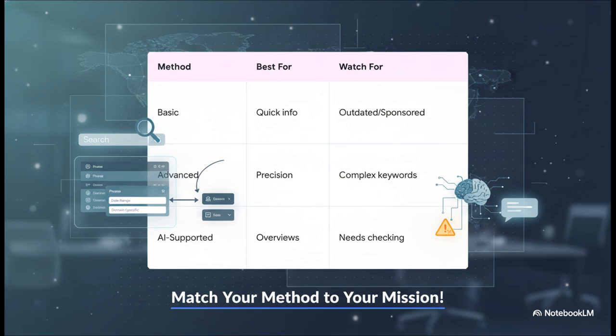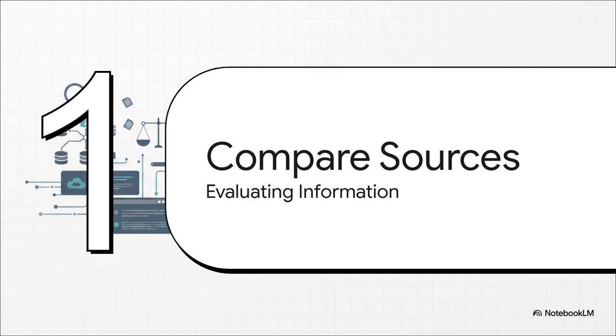To build up your overall search toolkit, you really need to match your method to your mission. A basic search is great for quick, everyday definitions, but it can be way too broad for serious work. An advanced search requires you to actively use specific filters, like exact phrases, date ranges, or specific web domains. This gives you massive pinpoint precision for academic work. An AI-supported search? Well, that's fantastic for brainstorming or simplifying a really complex topic, just as long as you remember to verify those summaries.